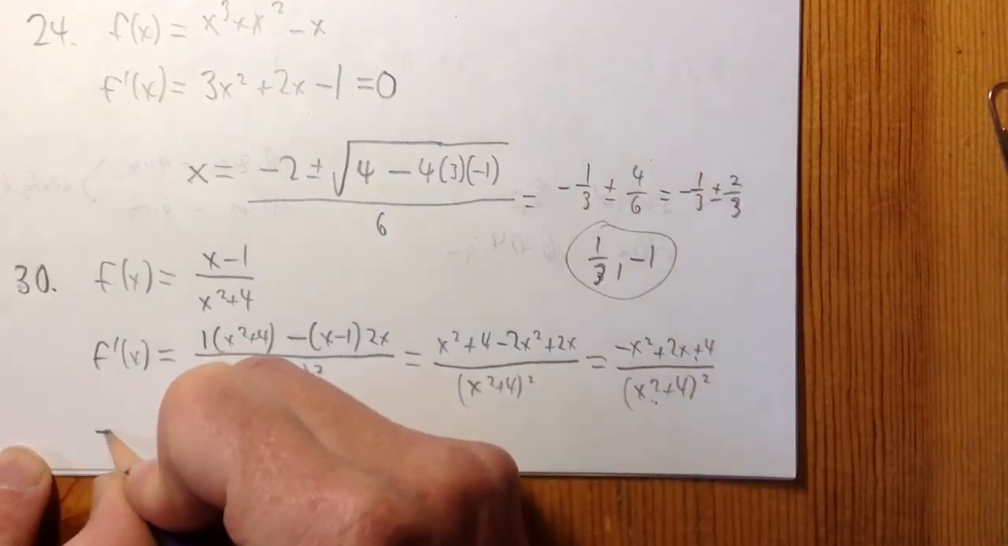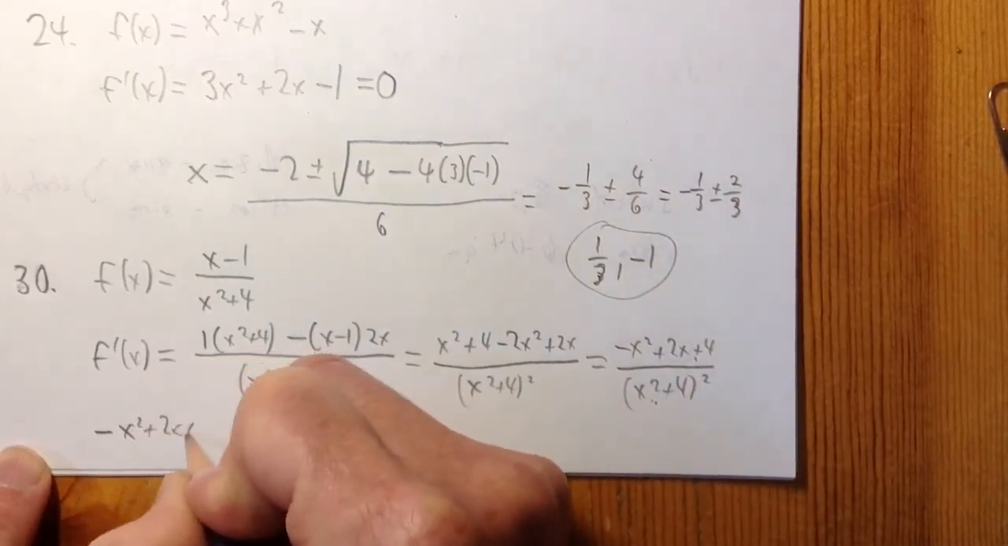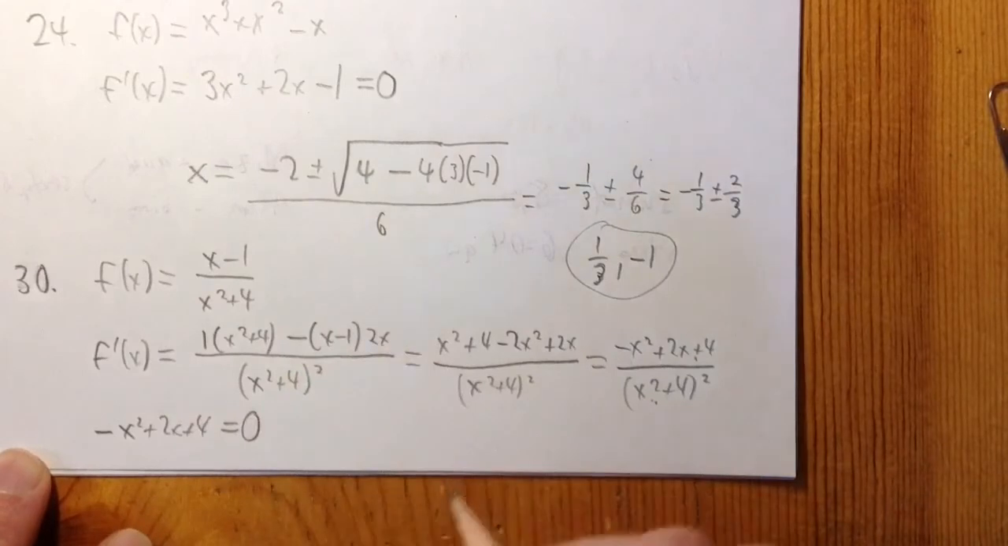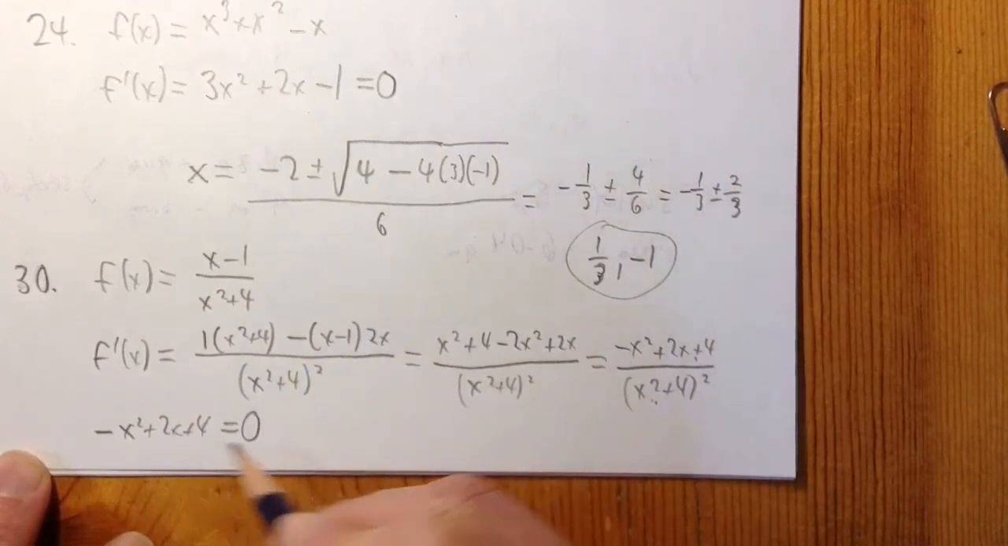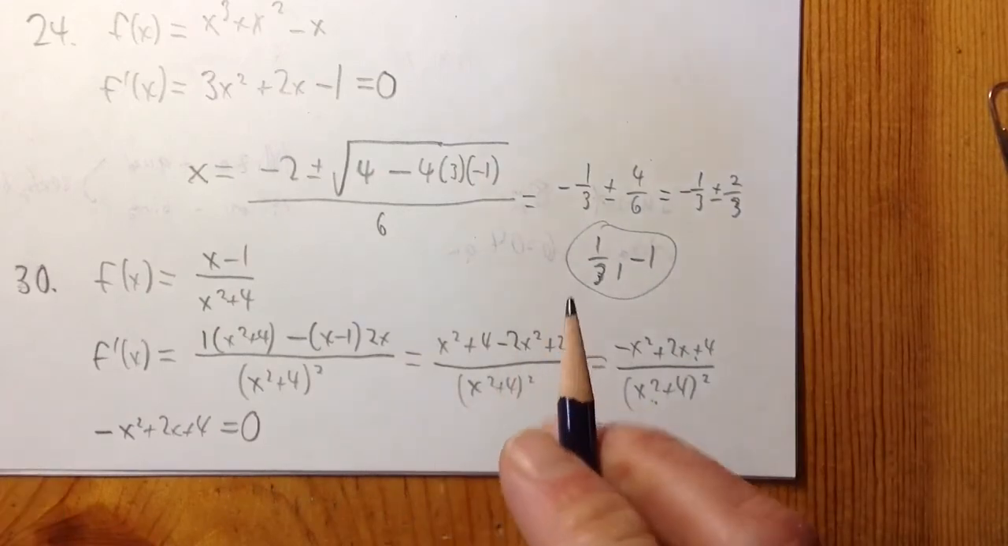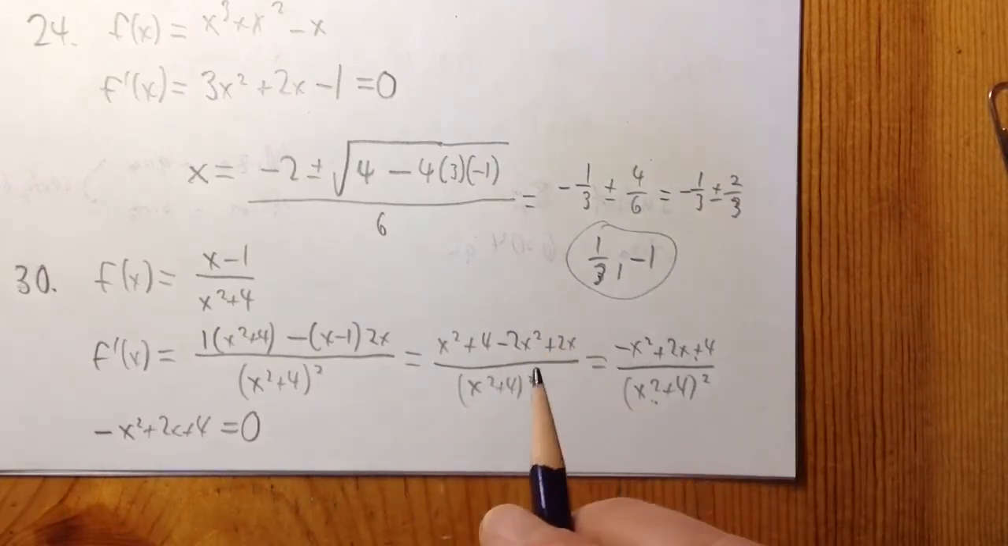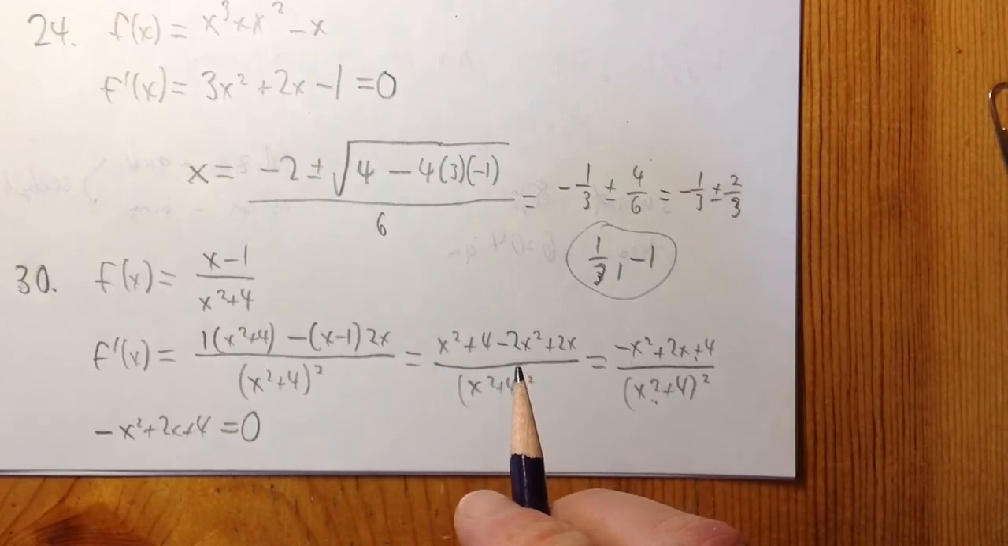So all we do is we take negative x squared plus 2x plus 4 and figure out when that's equal to 0. We'll probably have to use the quadratic formula again, and we find the critical points. So that's the idea with that one. And let me do one more really quick.